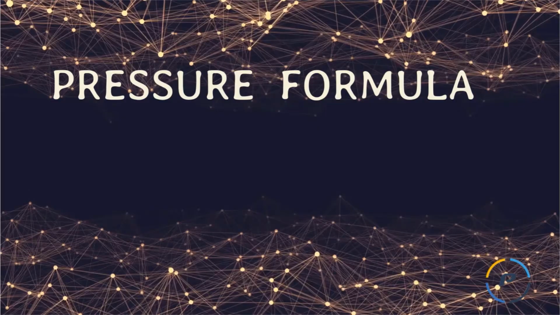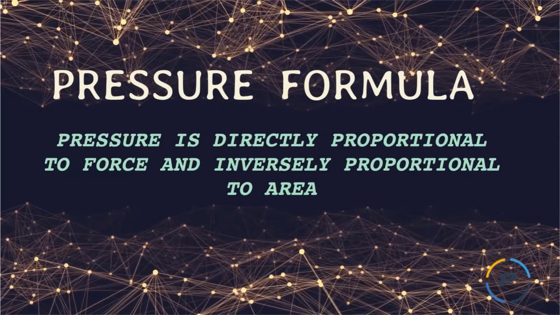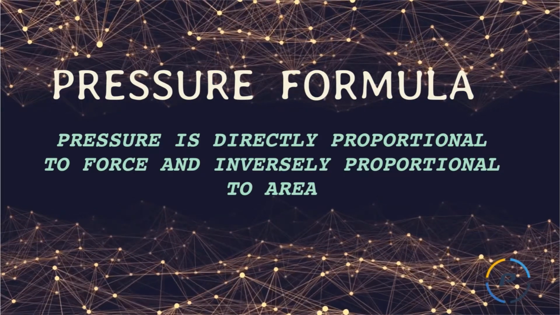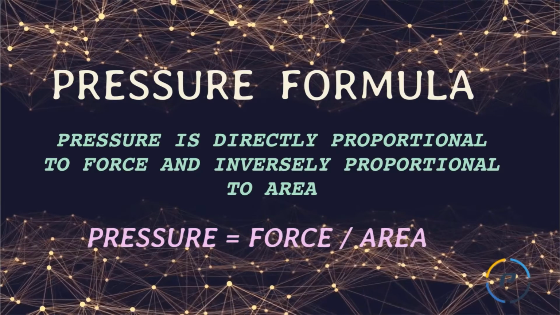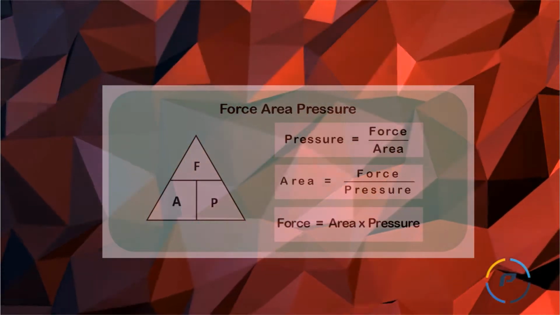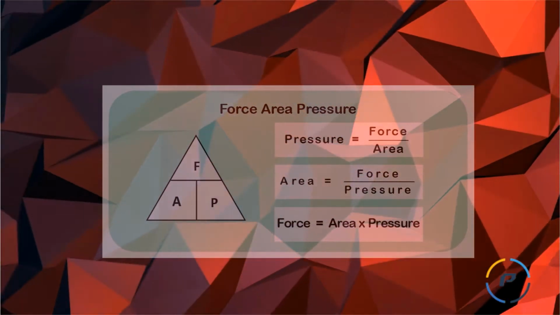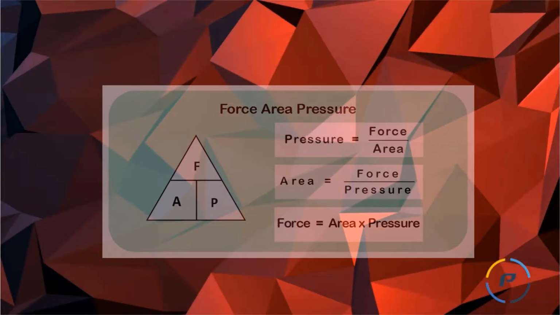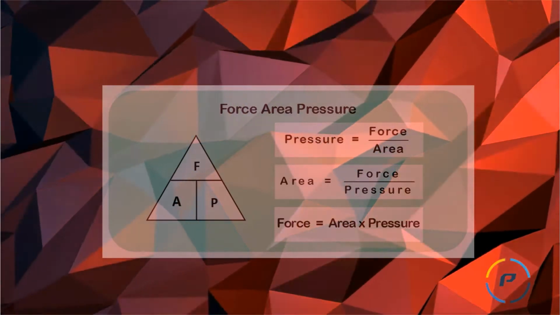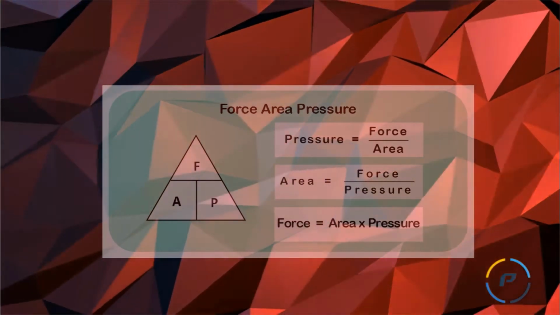You are going to obtain the pressure formula. From all the above examples you understood that pressure is directly proportional to force and inversely proportional to area. We can write the pressure formula as pressure equals force over area. Next, the pressure triangle. From this triangle you can calculate pressure, force and area. If you need to calculate force, cover F in the triangle. You will get force equals pressure times area. If you need to calculate area, cover A in the triangle. You will get area equals force over pressure.